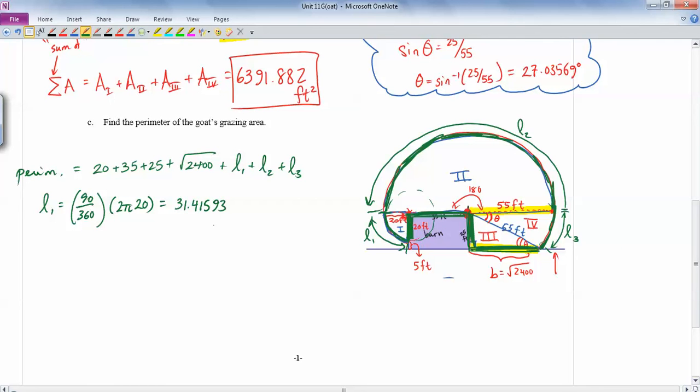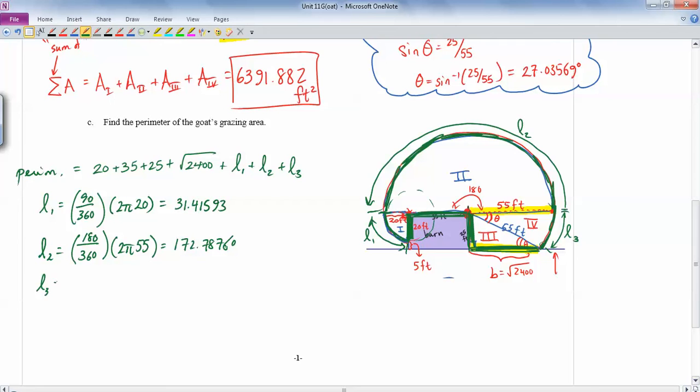And then L2. L2 is half of a circle's circumference, the perimeter. So you can either do half of 2 pi r, or if you wanted to use the formula, it's 180 over 360 times 2 pi r, and in this case r is 55. So then this comes out to be 172.78760.